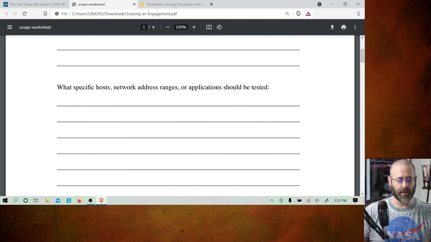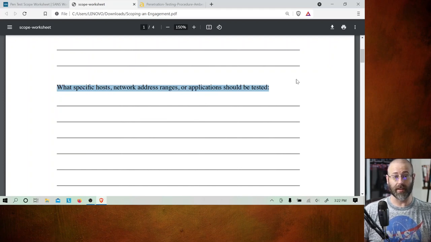Let's go down to the next thing here. What specific host, network address ranges and applications should be tested? This is a moral imperative, as Chris Knight would have said in Real Genius. If you haven't seen that, it's required watching for anybody that wants to be in computers, IT, or especially IT security, because there's some great social engineering stuff in that movie. So check that out. Super fun flick. But yes, a moral imperative.